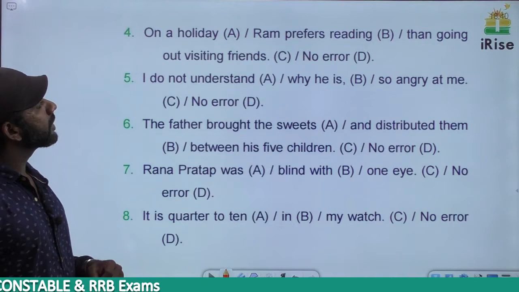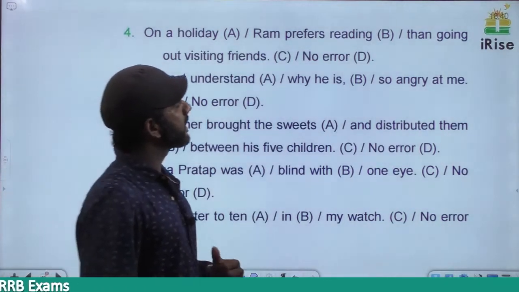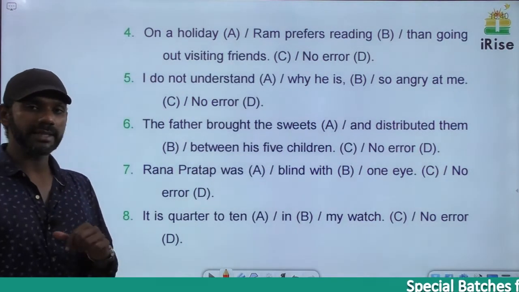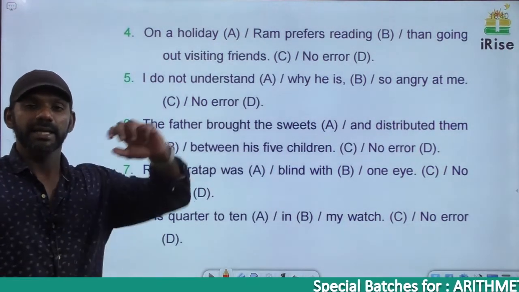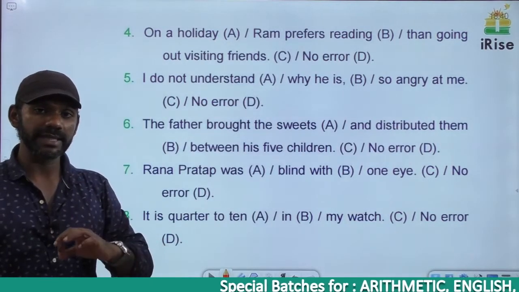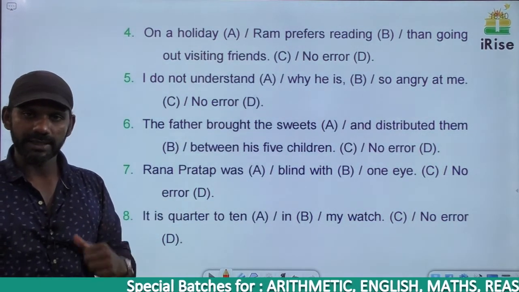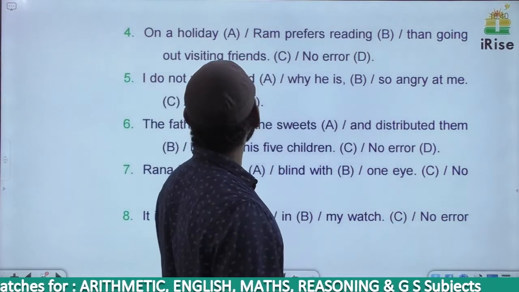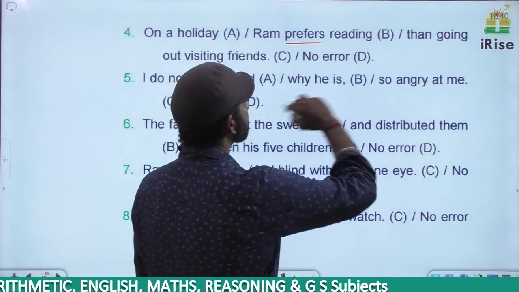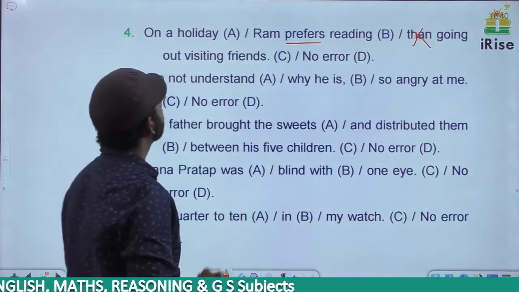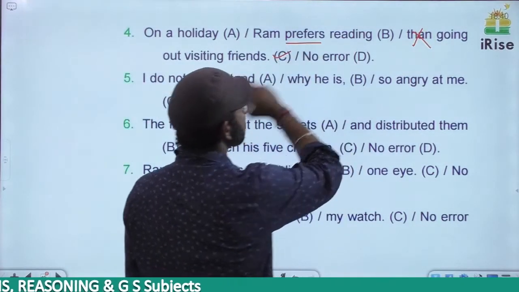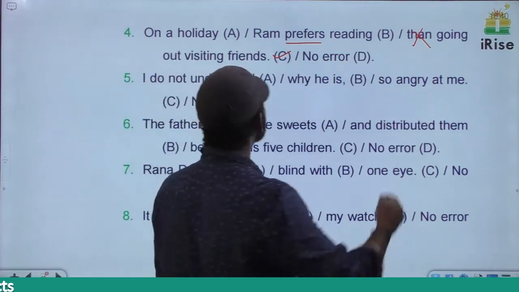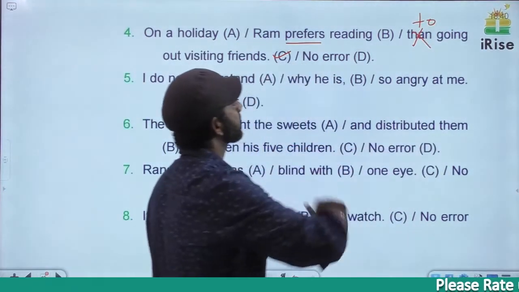Come to the next one. On a holiday, Ram prefers reading than going out visiting friends. On a holiday is a correct usage because holiday is a day, and the preposition that needs to be used with days is on. Prefer cannot be followed by than. Prefer will be followed by to. That is the error. The correct sentence must be: On a holiday, Ram prefers reading to going out visiting friends.